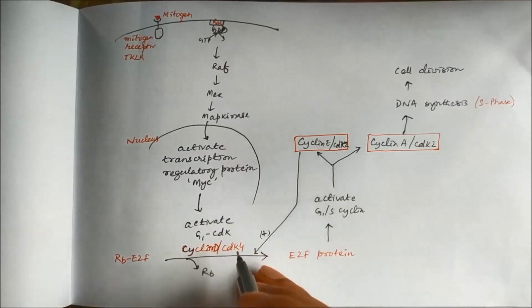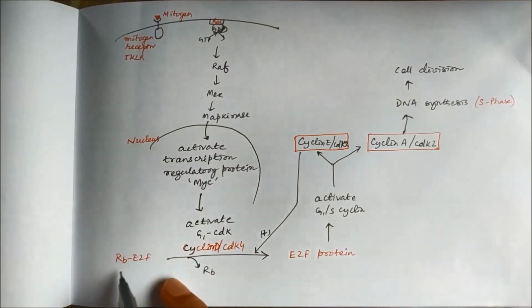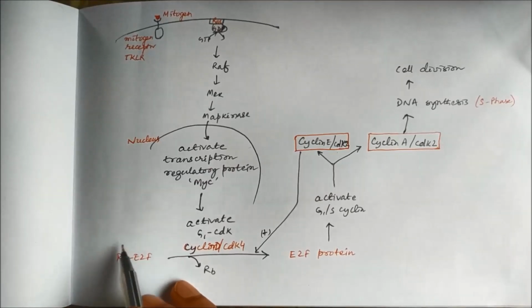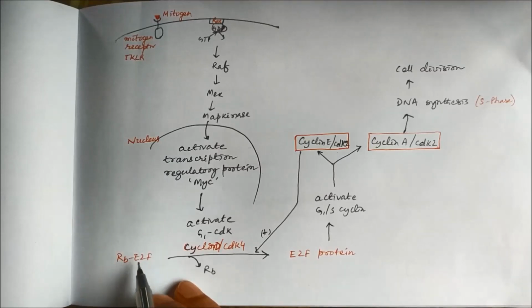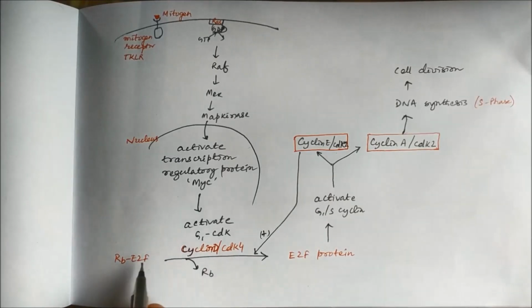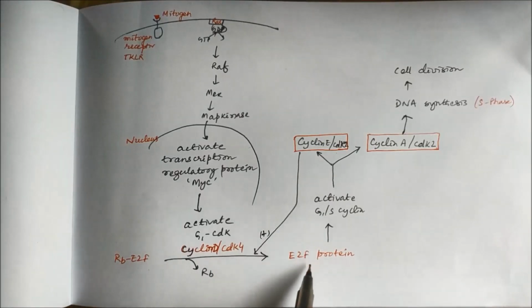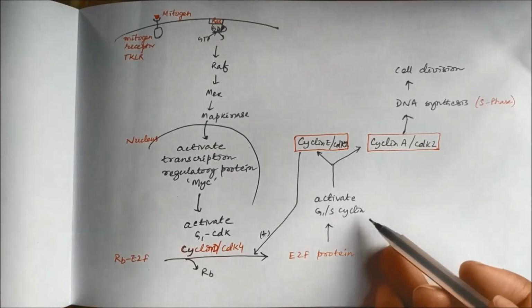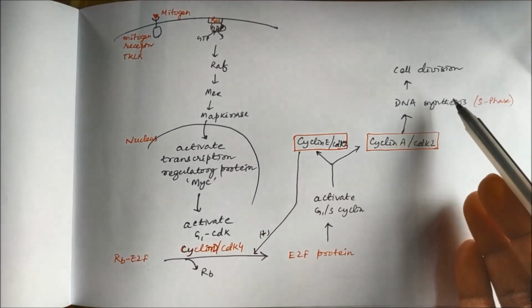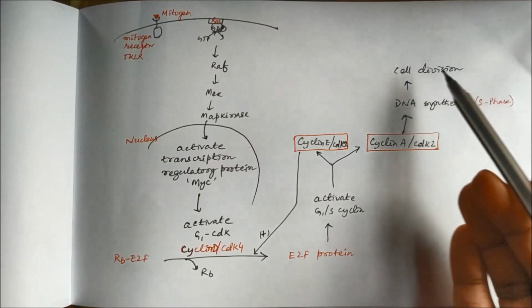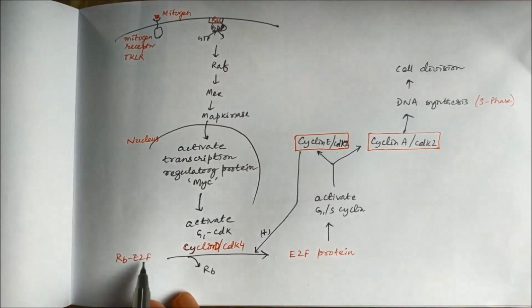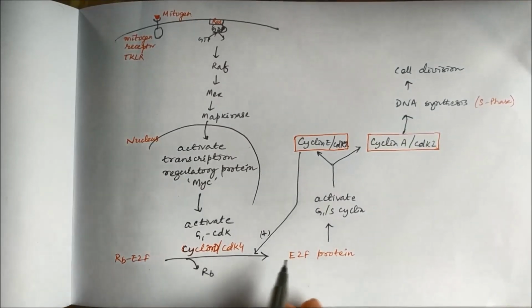and this complex phosphorylates the RB retinoblastoma gene. The retinoblastoma gene acts as a negative regulator because it inactivates the transcription factor E2F. So the E2F protein is released, and this E2F protein activates the G1 S-cyclin like cyclin E CDK2, cyclin A CDK2, and helps in DNA synthesis, regulates the S-phase genes and causes cell division. Cyclin E CDK2 also again phosphorylates the retinoblastoma gene and releases E2F protein.